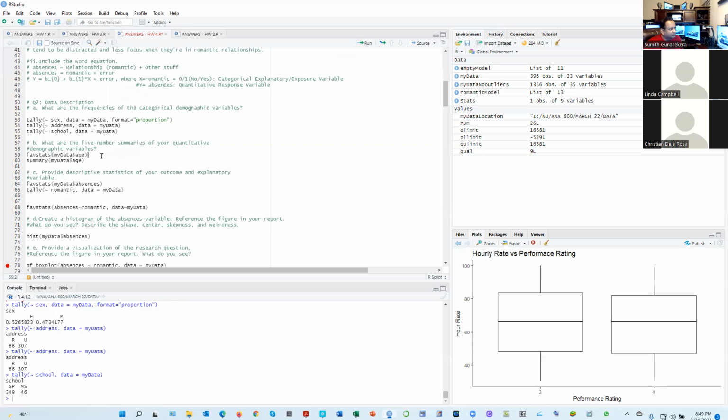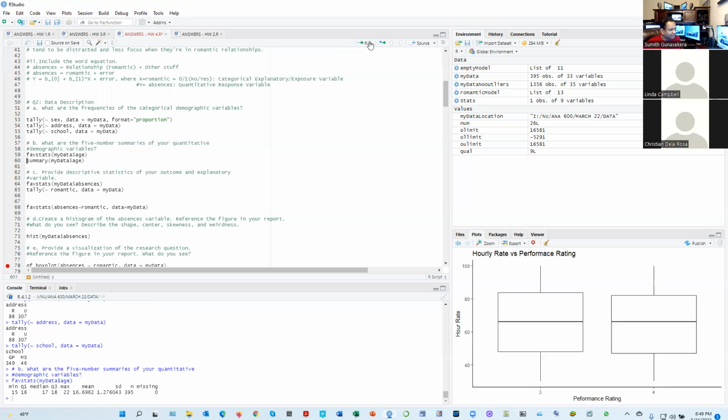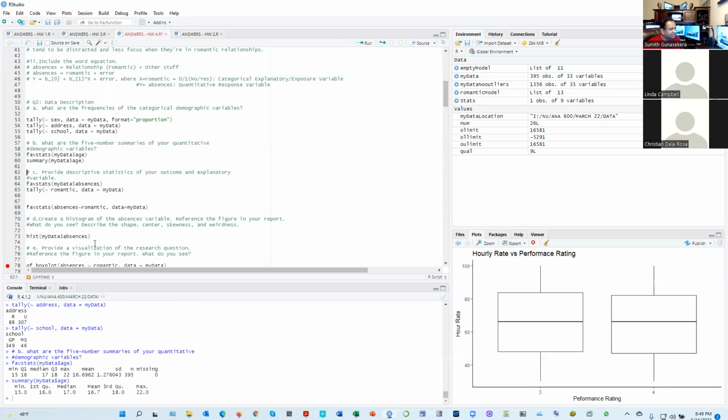Okay, so then they will say, what is the 5-number summary? We know how to find the 5-number summary. See, that's for the age, you can go get that one, or simply you can see summary. So pretty much the same thing. Provide the descriptive statistics of your outcome and explanatory variables.